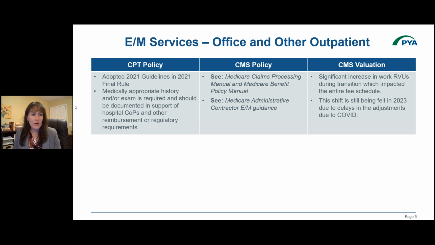As a reminder, what you'll see in the E&M guidelines and in the CPT update for 2023 is that we still have the office and other outpatient services as they were revised in 2021. So CMS adopted those guidelines in 2021 for the office and other outpatient codes, which is your 99202 through 99215 services. Those E&M services have not changed. The guidelines have not changed for 2023.